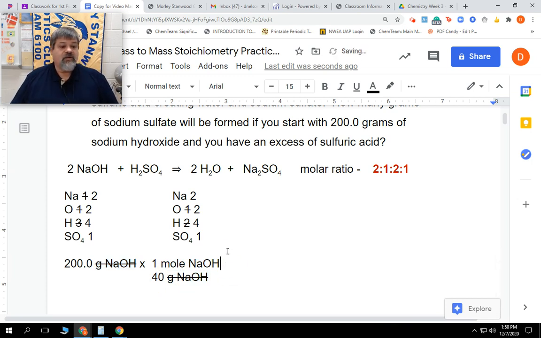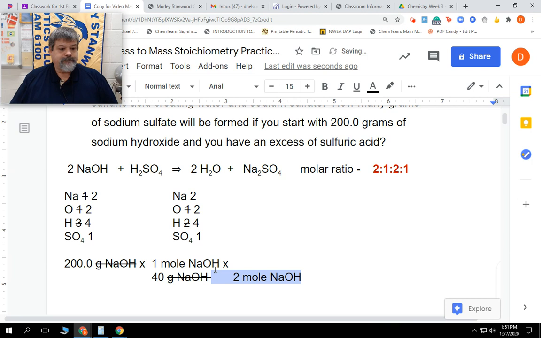Now we're going to use our molar ratio, and our molar ratio is going to be moles of what we have up here on the bottom. But where do we get that ratio from? We get it from the balanced chemical equation. So we're going to put 2 moles. I have 2 moles of sodium hydroxide, so we're going to go on the bottom over here, and we're going to put down 2 moles of NaOH.